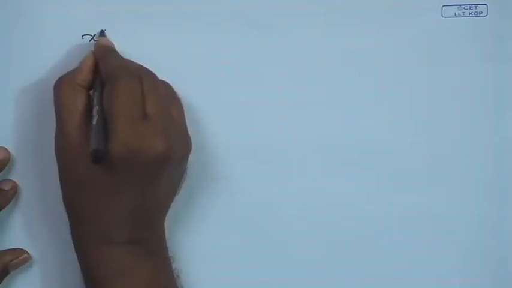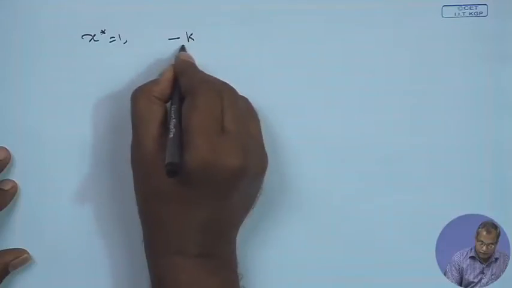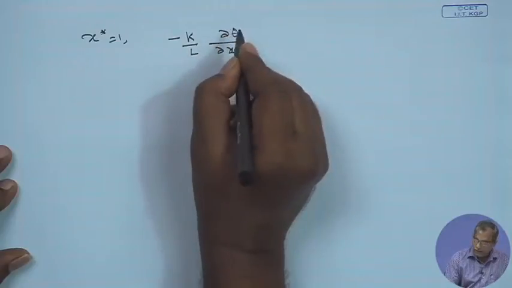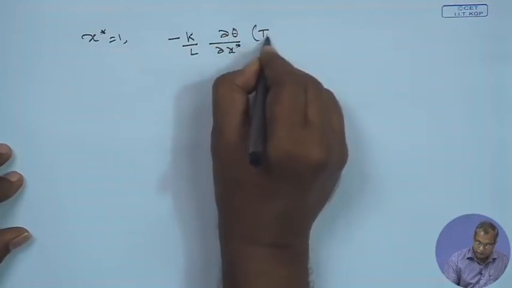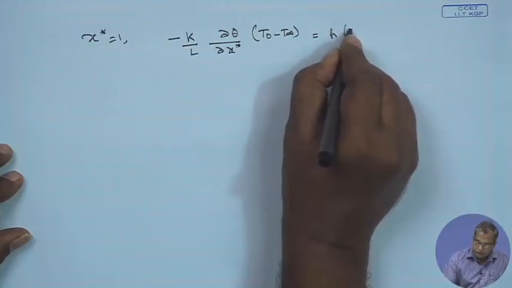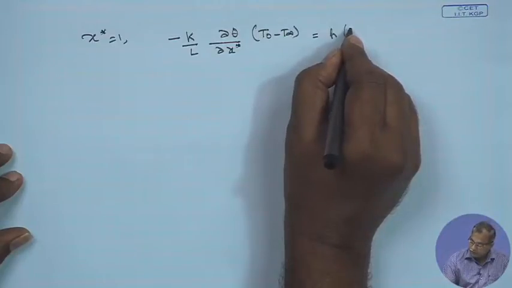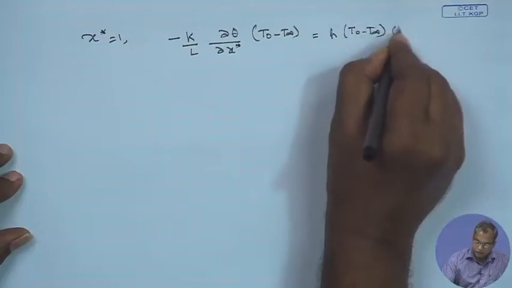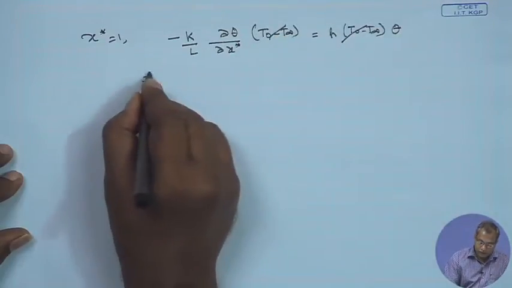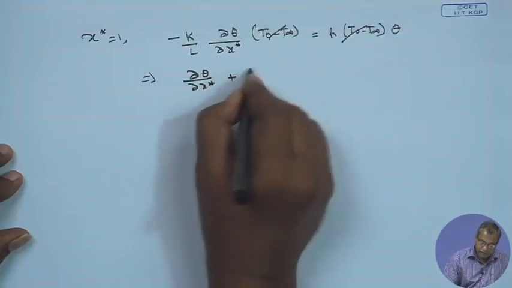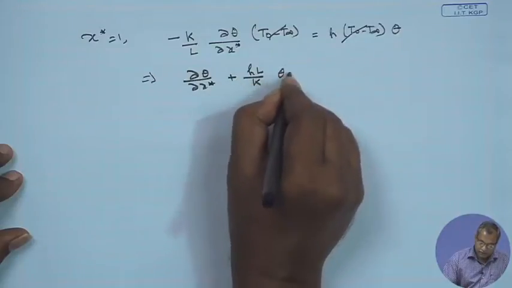So at x star is equal to 1, we have minus k by L, this will be del x star, and this will be del theta, multiplied by T naught minus T infinity. This will be equal to h times (T minus T infinity). What is the definition of theta? Theta is equal to T minus T infinity divided by T naught minus T infinity. So it will be T naught minus T infinity times theta. So this will be cancelling out. What we will be getting is del theta del x star plus h L over k times theta.